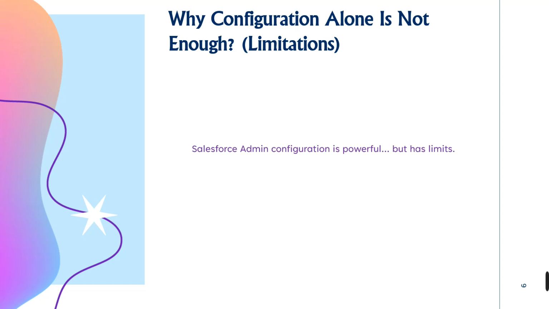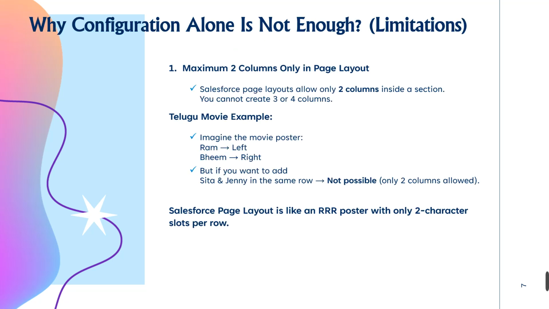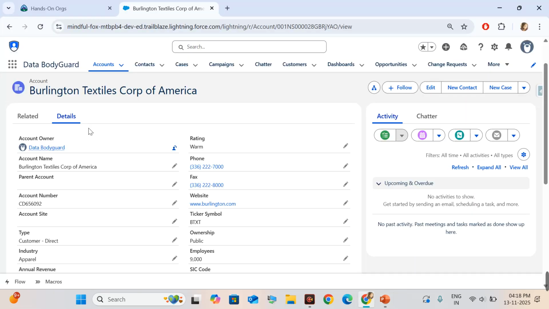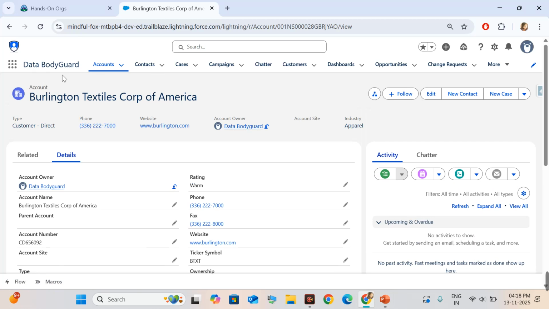First we'll see what those limits are and why we are going with the force.com platform to customize the application. First point: we'll try to understand why configuration, in the sense that admin concepts alone, is not enough. There is a limitation. The limitation here is a maximum of 2 columns only in the page layout. If there is a page layout, I will just show you that as well. So take any application, I just open the account.